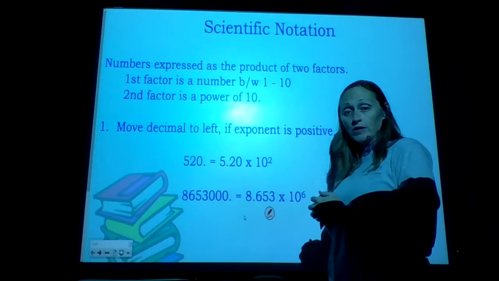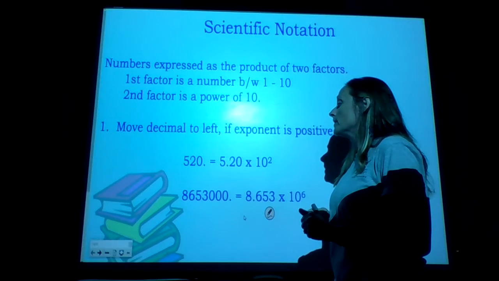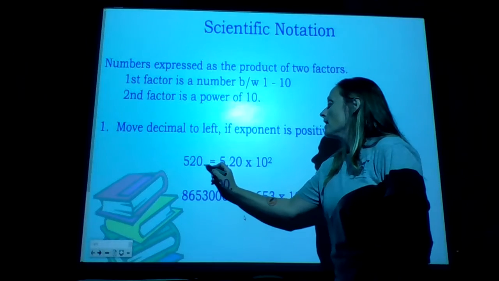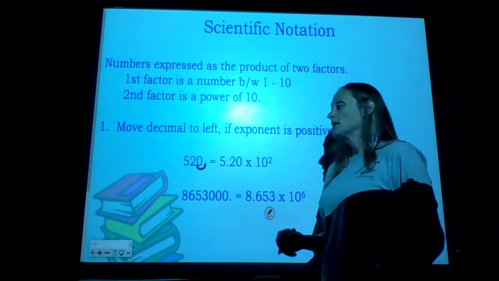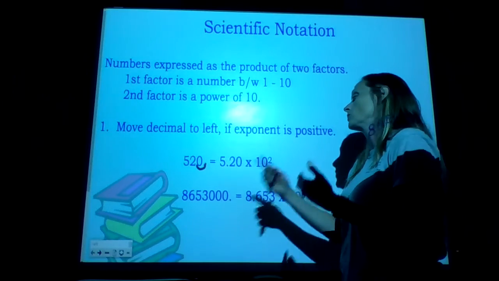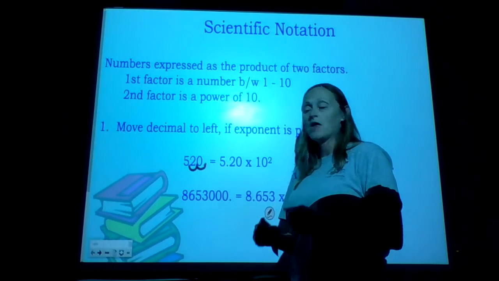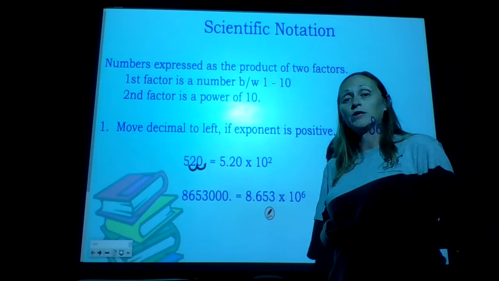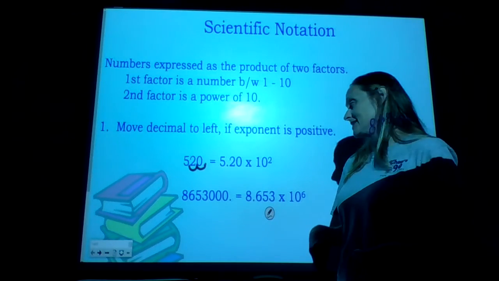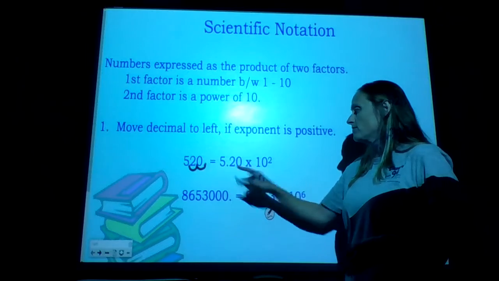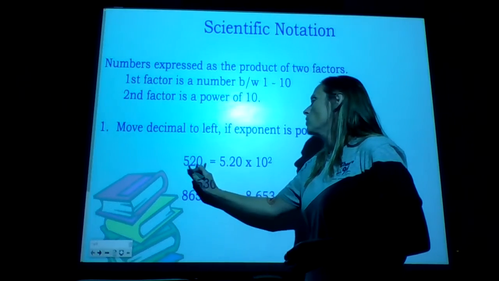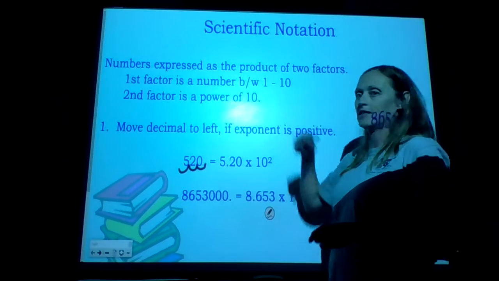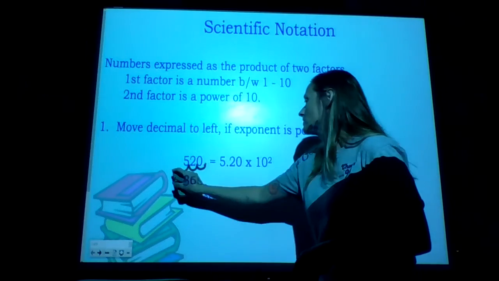We have 520, where we are going to move the decimal point to the left because 520 is greater than 1. If we move it just one spot to the left, 52 does not fall between 1 and 10. So we need to move it one more spot over. Does 5.2 fall between 1 and 10? Yes, it does, because 5.2 is greater than 1 and less than 10. So here's your first factor, the 5.2. If we went one more spot over, 0.52, that can't happen because 0.52 is less than 1. So we do not want to do that.